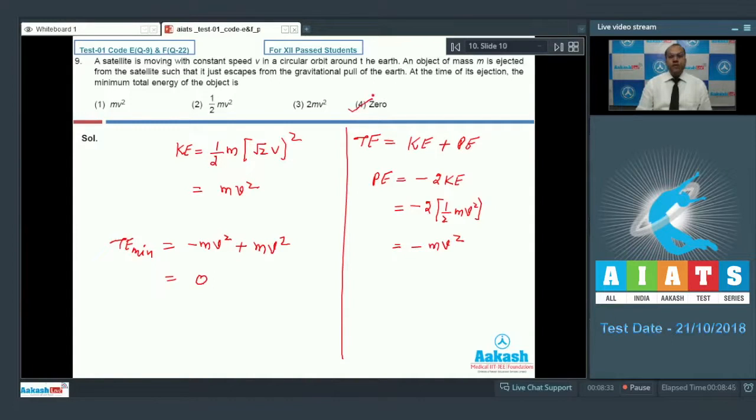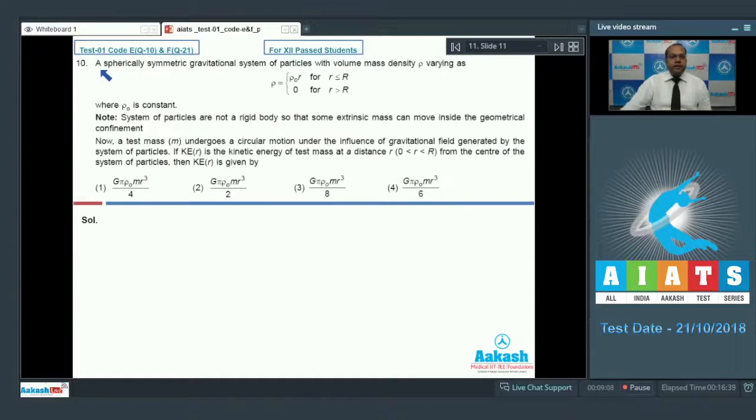Let's move to question number 10. In question number 10, a spherically symmetric gravitational system of particles with volume mass density rho varying as rho equal to rho naught r for r less than or equal to capital R, and equal to 0 when small r is greater than capital R, where rho naught is a constant. It is given in the question that the system of particles is not a rigid body, so some extrinsic mass can move inside the geometrical confinement.